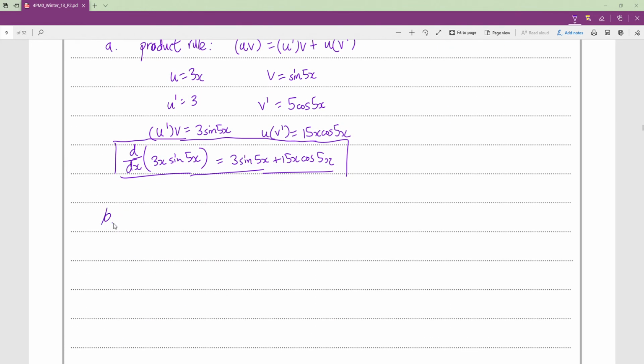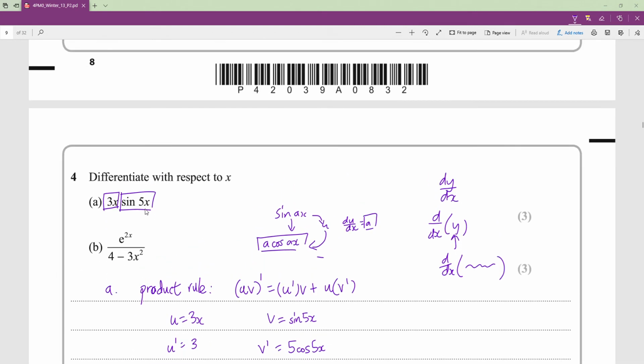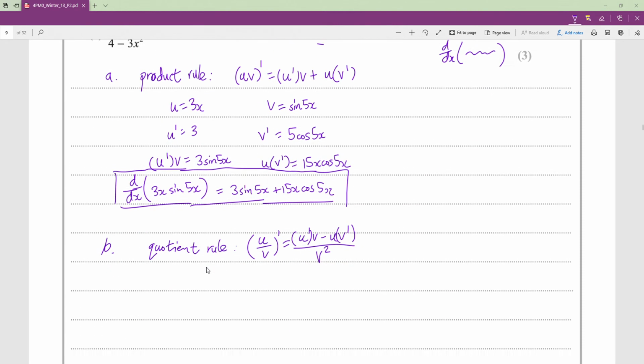Next, we have a fraction here, so we can use the quotient rule. This one's harder to memorize, but it is also in the formula booklet. Quotient rule, (u over v)' is equal to u prime v minus uv prime over v squared. So what do we do here? Note how this does not say in as simple terms as possible. You can leave the v squared like 4 minus 3x squared, brackets squared. So what do we do here?